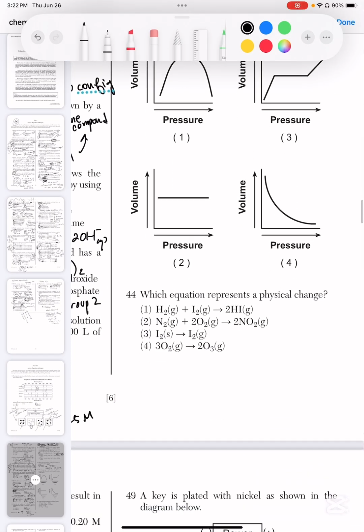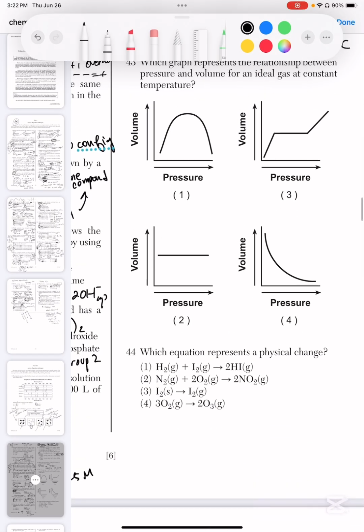Next question. I can't. My iPad's not scrolling right.